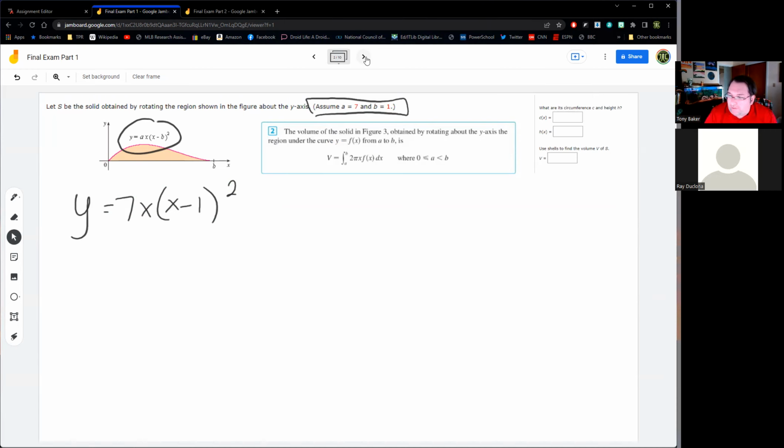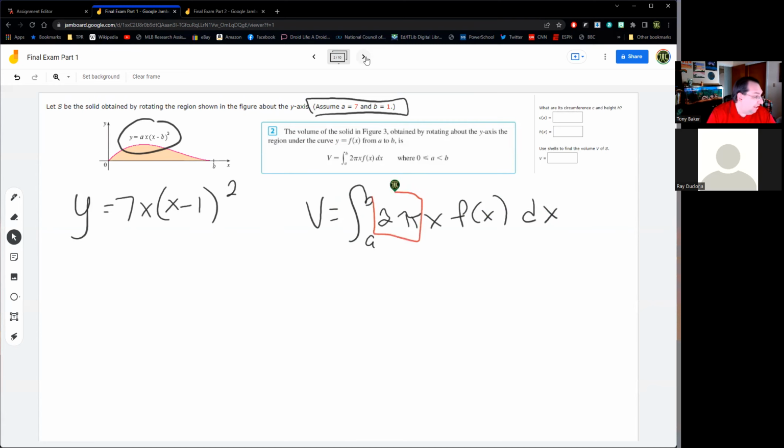It's going to ask you three pieces of information. It asks you what your circumference is, what your height is, and then it asks you for your volume. Remember, the volume formula is right there: the integral from a to b of 2 pi x f of x dx. Remember, that's my circumference, and that part right there is my height.